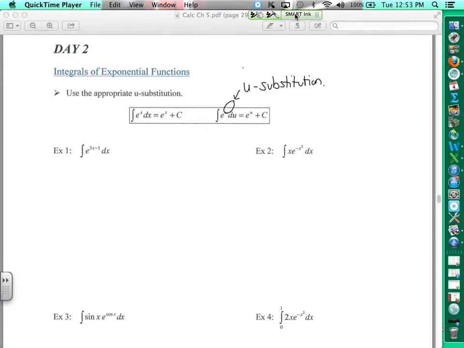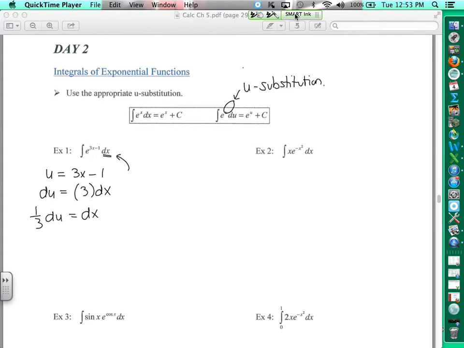So if you look at the first example there, my exponent is something other than just plain old x. So I'm going to let u equal that exponent. The derivative of u is du. The derivative of 3x minus 1 is going to be 3 times dx. I need the dx in the problem. I don't need the 3. So we'll put the 3 on the other side as a 1/3.